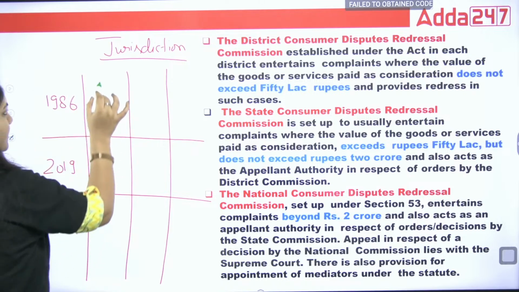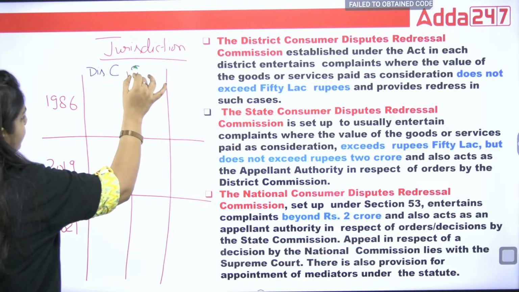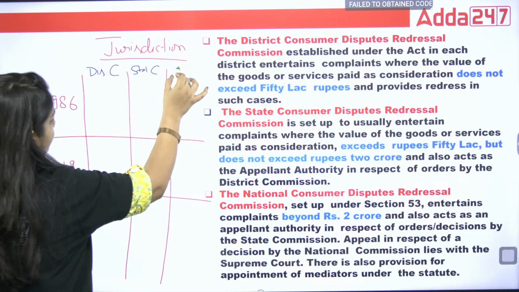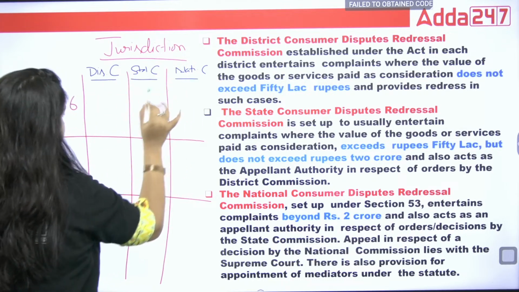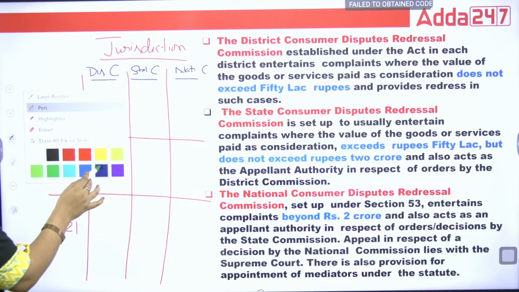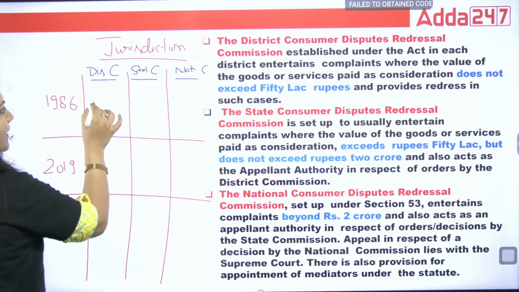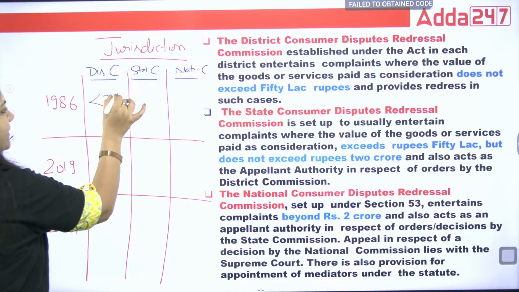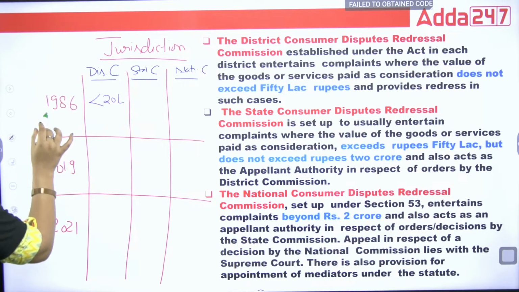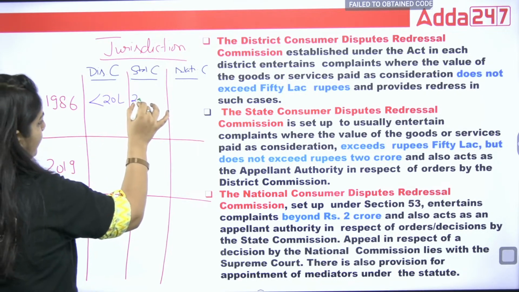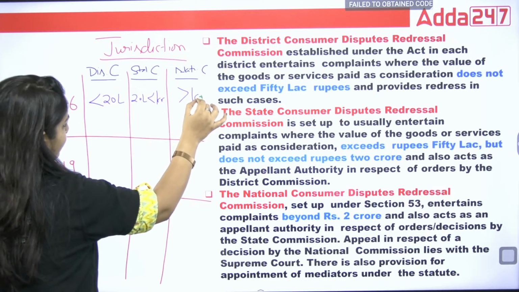So this is your District Commission. This is your State Commission. And this is your National Commission. So there are three commissions. So what is the limitation we have to understand? The limitation is basically up to 20 lakh. Under the State Commission, 20 lakh to 1 crore. And this is above 1 crore.